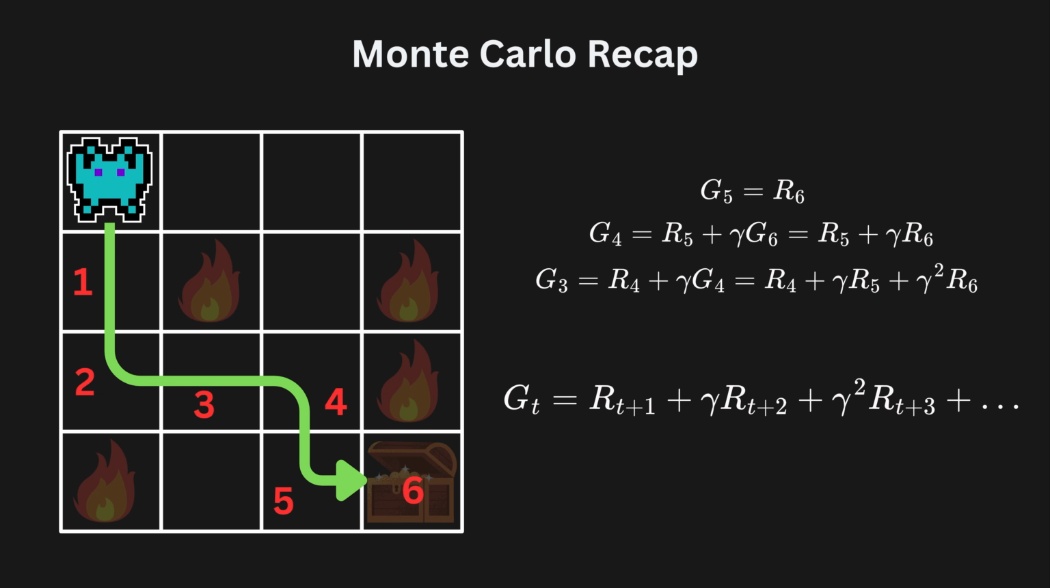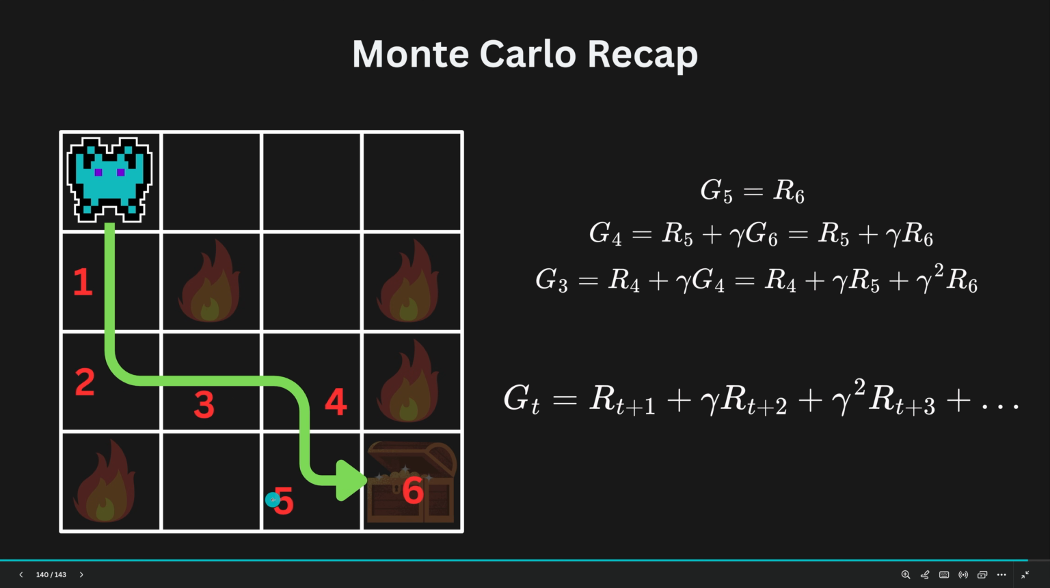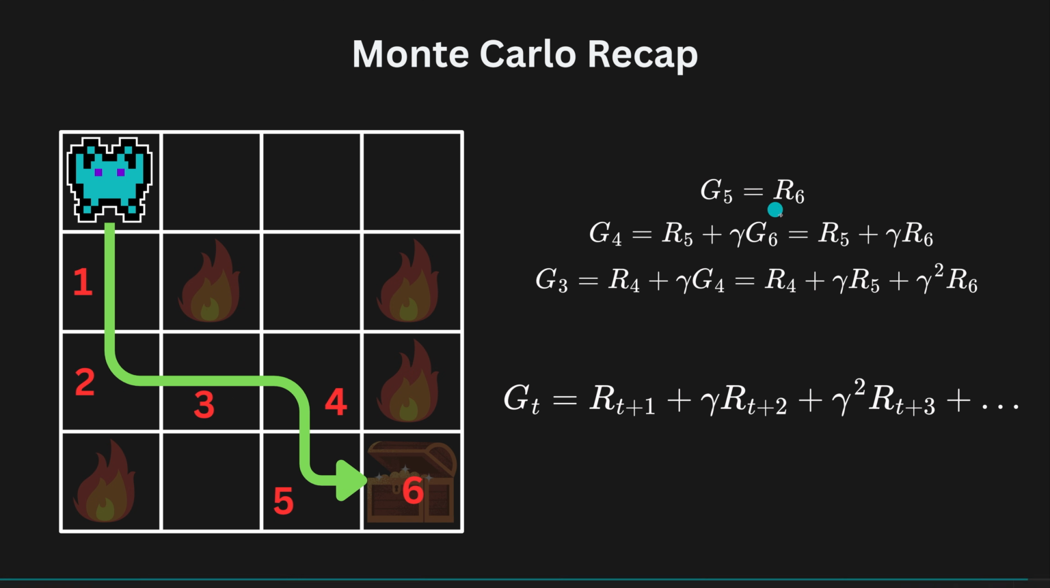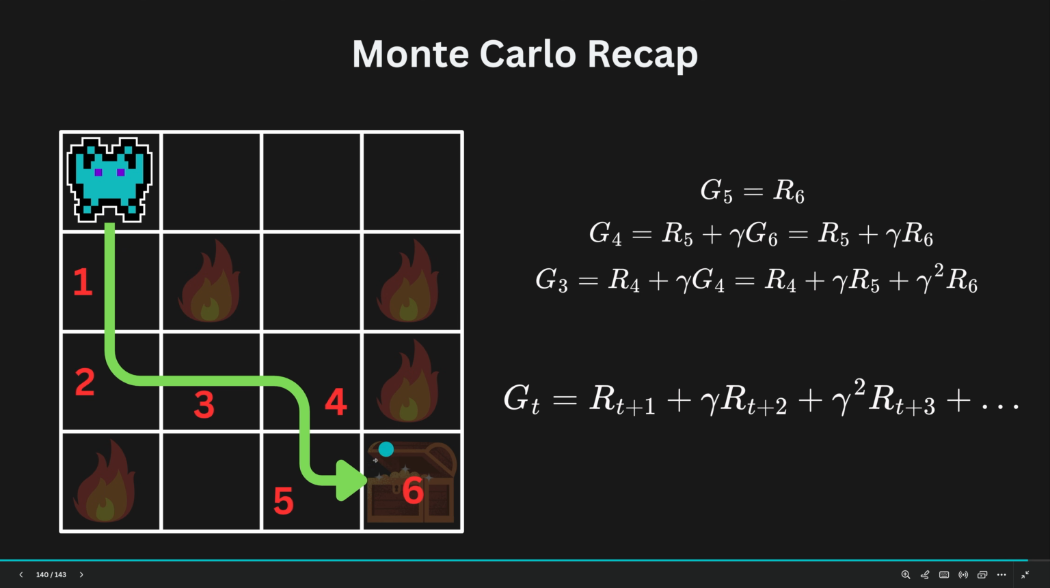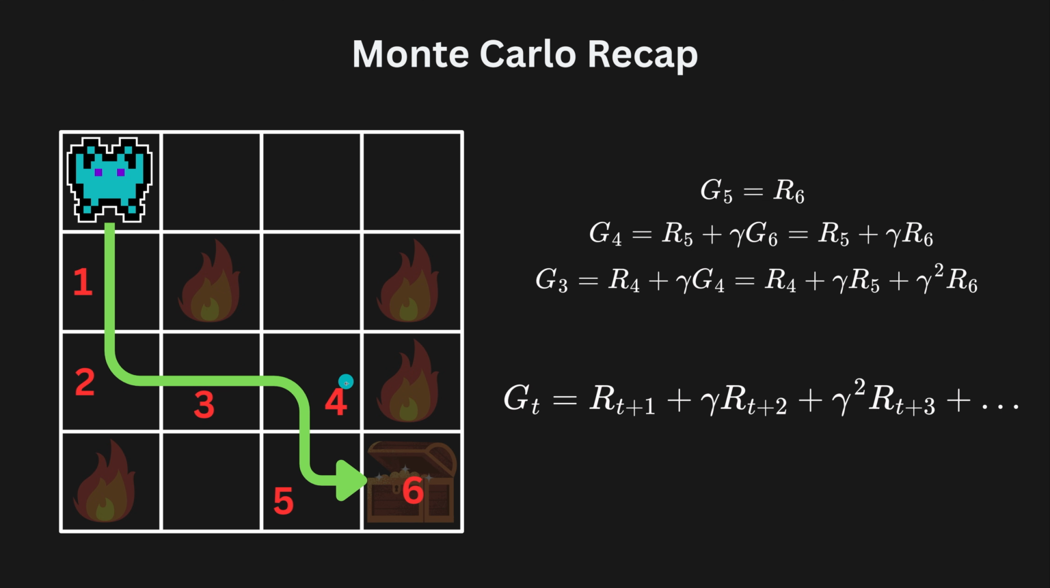In Monte-Carlo, the main idea was that we want to compute these returns G_t. And the returns are basically my future rewards. So at step 5, my return is my future reward, whatever reward I get at step 6. My return at step 4 is going to be the reward I get at 5 plus the discounted reward I get at 6. My return at 3 is going to be whatever reward I got at 4 plus discounted at 5 plus discounted at 6. What are my returns at 2? It's whatever reward I get at 3 plus discounted at 4, discounted at 5.